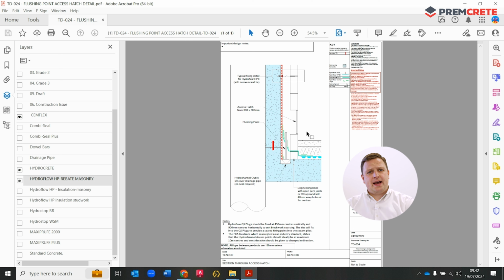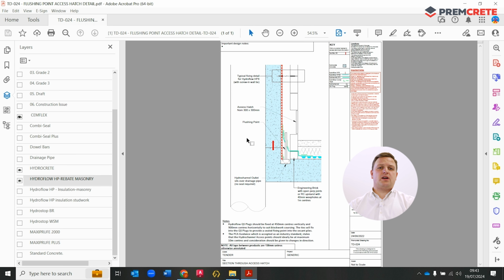It's also key to note the access hatch, which this detail demonstrates, is shown indicatively at a 300 by 300 mil dimension. Ultimately, it's down to the architect's discretion to design this access hatch and design in the aesthetics around it too. From our perspective, it's just fundamental that it is physically possible for somebody to get in there to maintain the hydro channel system through the flushing point, which will be installed immediately adjacent to the access hatch.